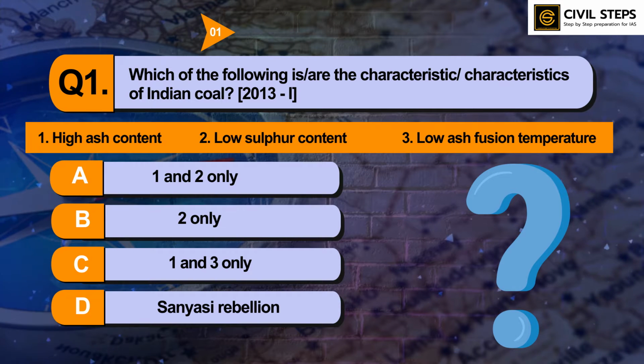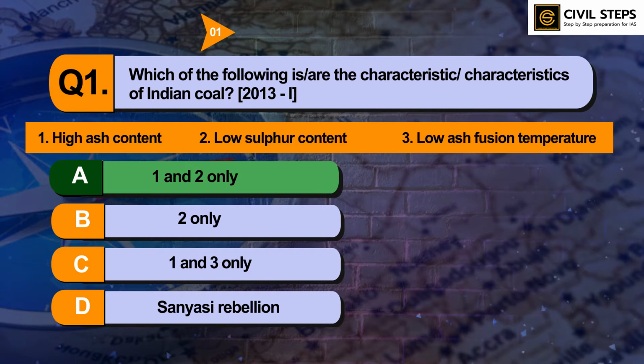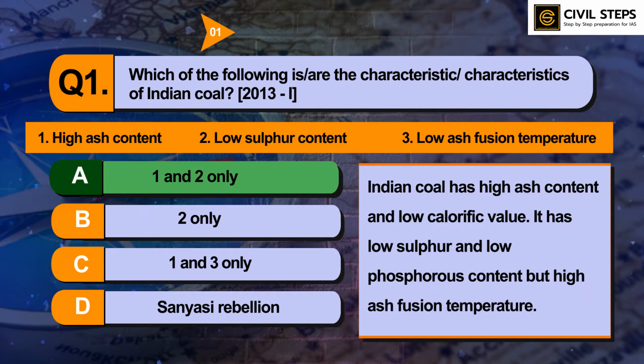So I hope you have written the answer. The answer of this question is option number A, 1 and 2 only. Indian coal has high ash content and low calorific value. It has low sulfur and low phosphorus content but high ash fusion temperature. So Indian coal is an important theme for UPSC prelims examination.